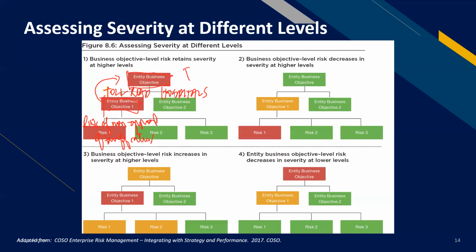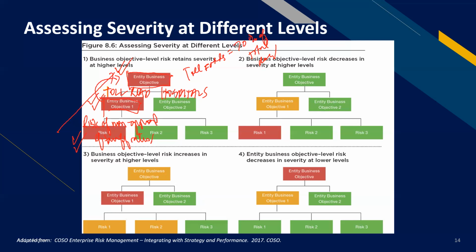Kung for example, toll roads is, for example, 70% of total revenues. E di yung non-approval ng tariff rates in this business unit has a significant effect on the corporate unit. So in this case, na-maintain yung level ng risk as it goes higher in the organization.